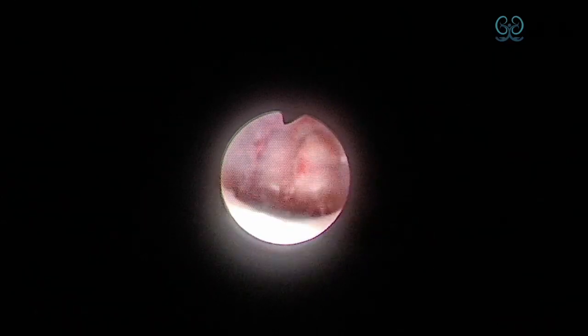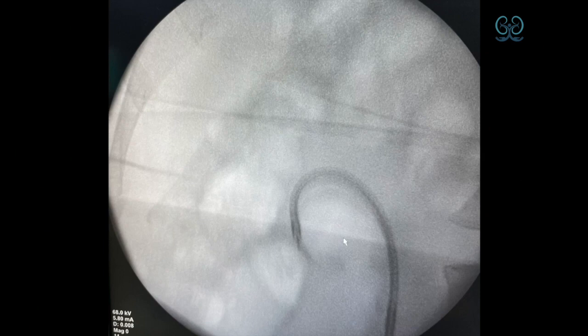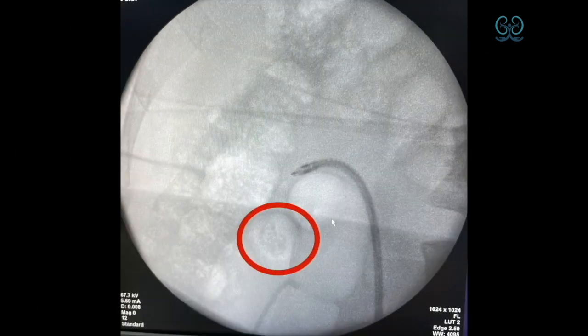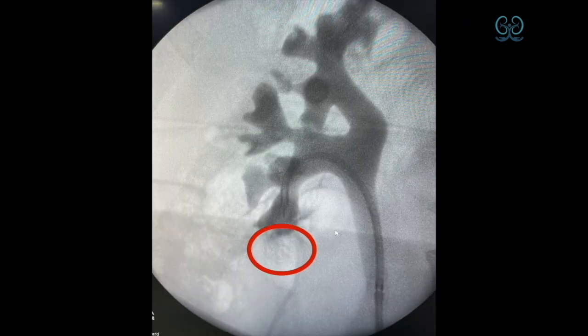Initial flexible ureteroscopy was done, but we were not able to find any opening of the diverticulum. A CM image here demonstrates that the stone lies in the lower calyx with a fanned shadow. RGP was done, which was suggestive of a lower caliceal diverticular stone.